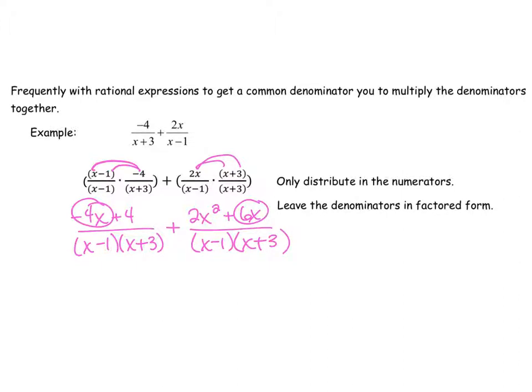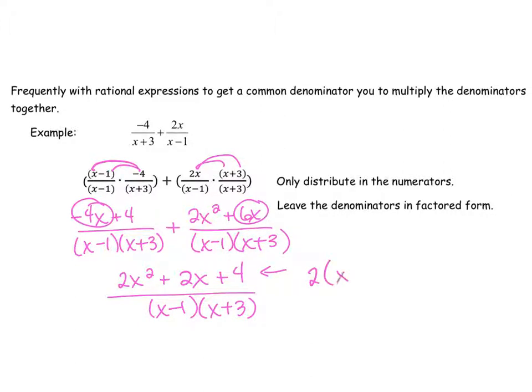So I'm going to write the 2x squared first because it doesn't combine with anything on top. Then I'm going to write 2x to combine those two, and then plus 4. I'm going to write that as 1 fraction over x minus 1 times x plus 3. Then I want to factor the top if I can. There is a greatest common factor of 2, so I'm going to take that out. 2 times x squared plus x plus 2 over x minus 1 times x plus 3.